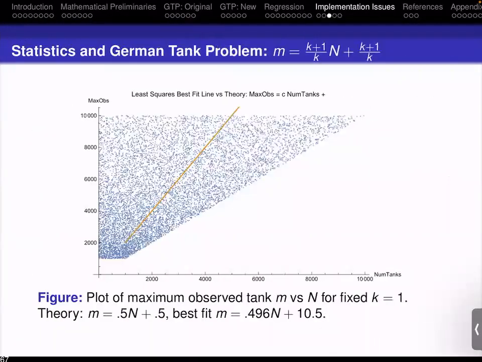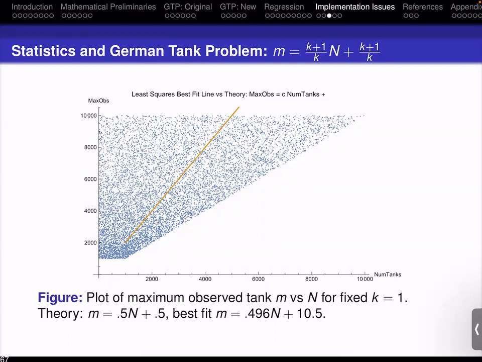All right. So here's another way to do it. We said we flipped the axes. Well, let's flip them and do it properly. Let's put the number of tanks on the x-axis because that's what we're choosing, and then we'll put the observed value of m on the y-axis. It's still a trapezoid, but now when we do the best fit line, your theory is m should be 0.5 n plus 0.5. We get m is 0.496 n plus 10.5. I think that's pretty good for the slope. 0.496 versus 0.500, that's not bad.